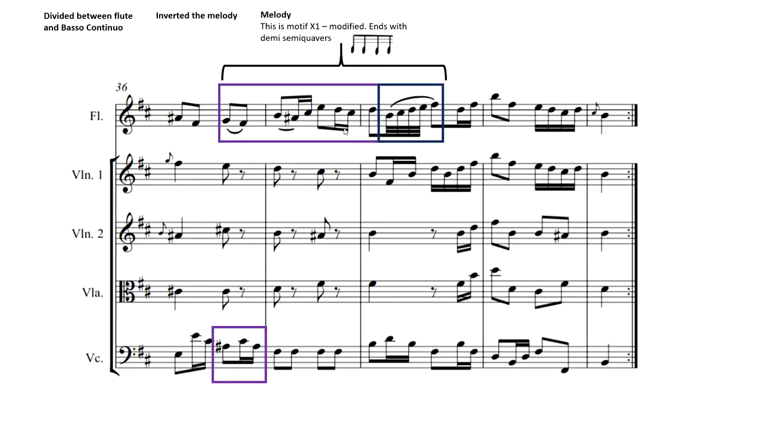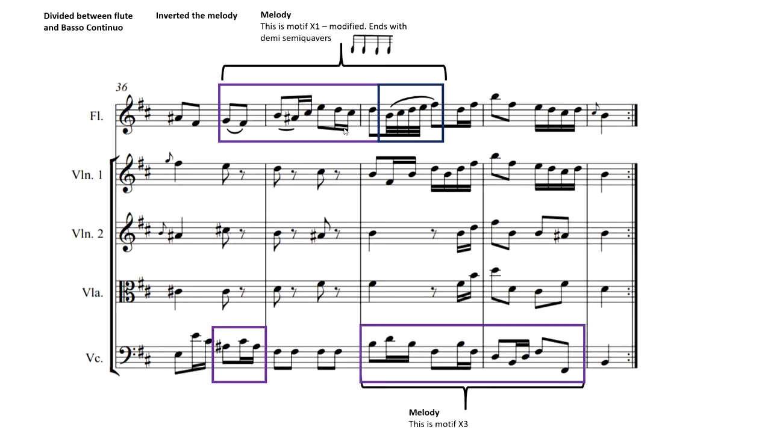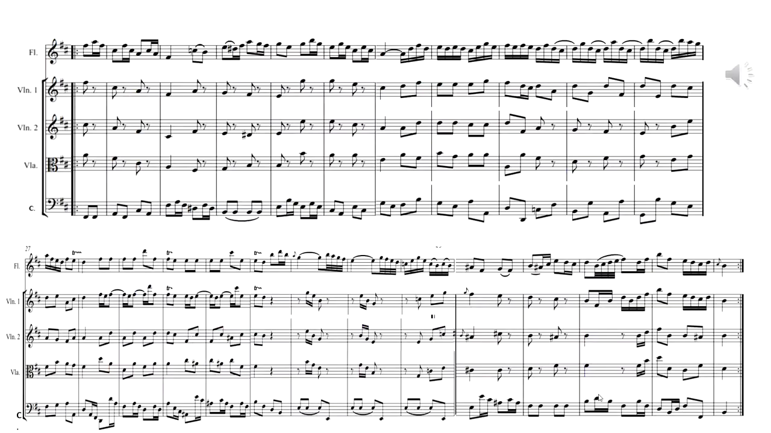The piece ends with the final motif being in the basso continuo, and this is motif X3. He's changed the shape of the melody, and also, you might notice, it doesn't even have an anacrusis this time. So let's have a listen to this. So he's managed to use all the motifs throughout the piece of music. Now we can actually see how the jigsaw fits together.